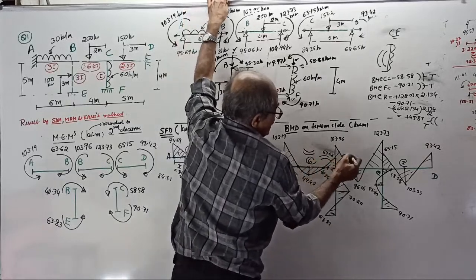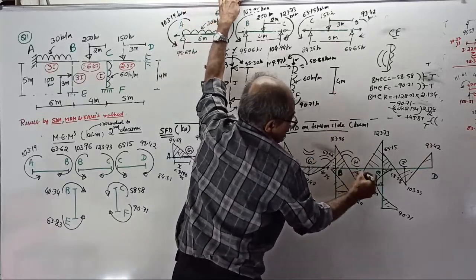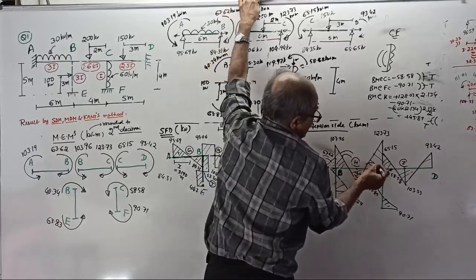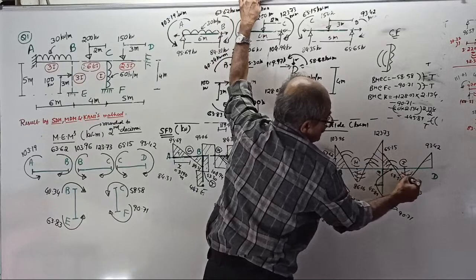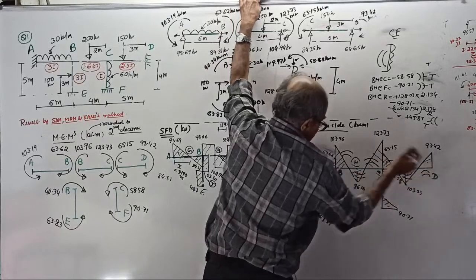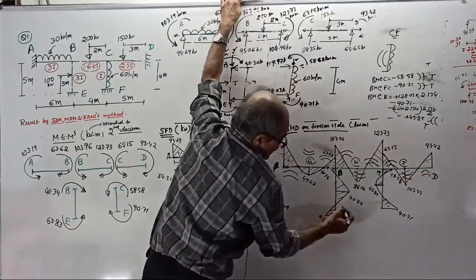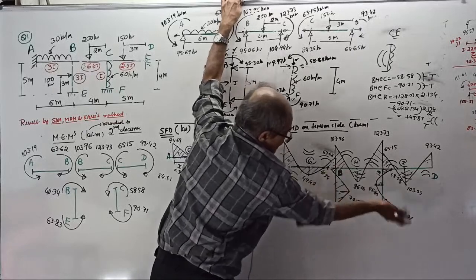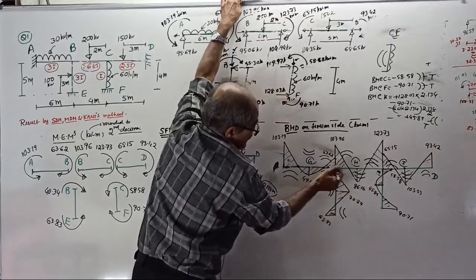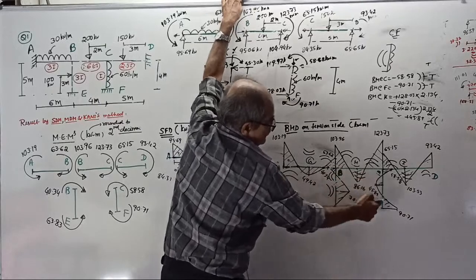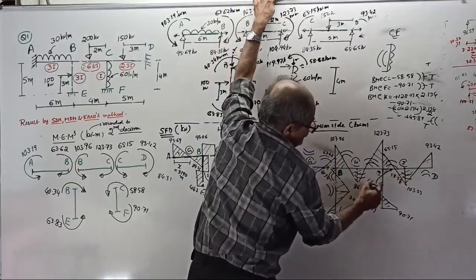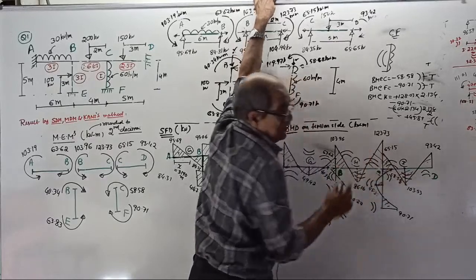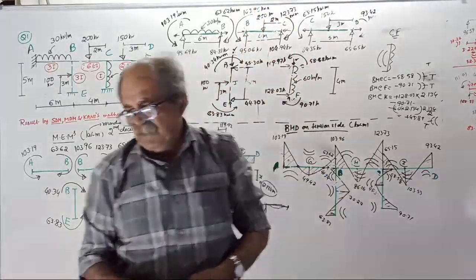Here, tension is upper side. Tension is lower side. Tension is upper side. Tension is lower side. Tension is upper side. Here, tension is this side. Tension is that side. Tension is this side. Tension is that side. Clear? This is roughly to understand.